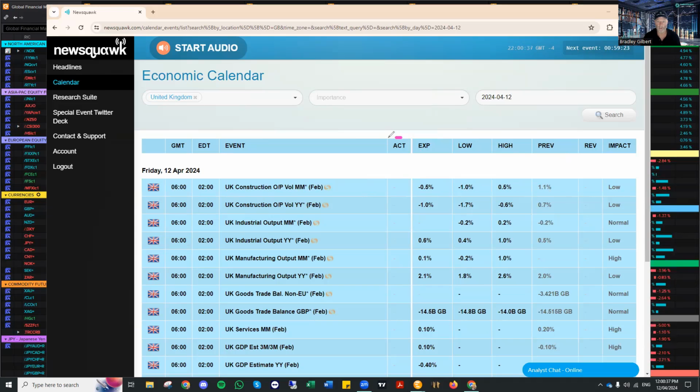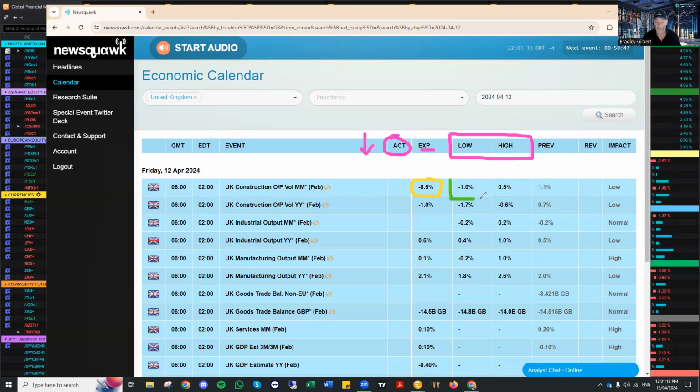So the difference between those two: if the actual number is stronger than the expected number, the currency generally goes up. And if the actual number is weaker than the expected number, then it goes down. Now, we can take this a little bit further: the range of the data. So in this example, we've got the expectation of minus 0.5. So I'm telling you an actual number above or below that will cause a move either up or down.